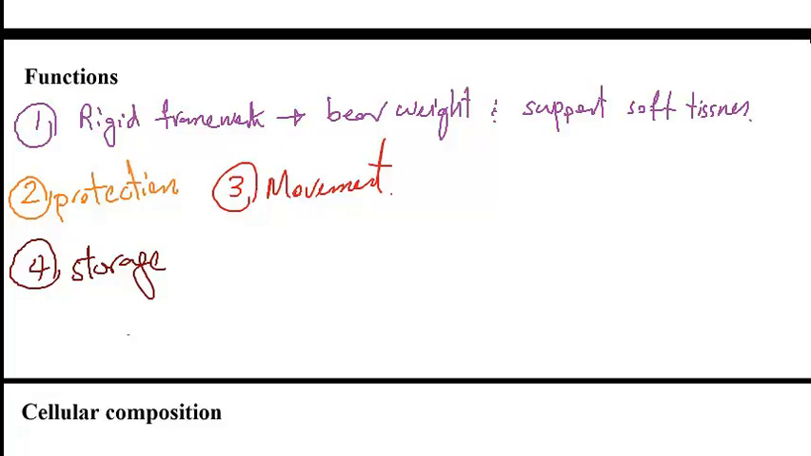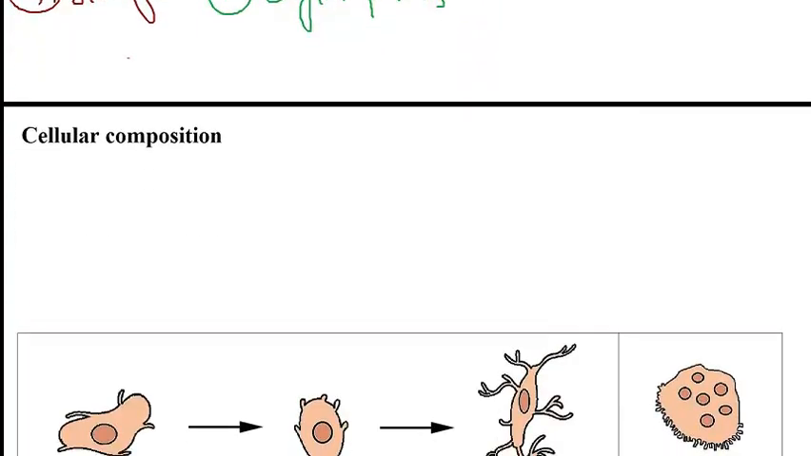And then finally, the bone cavities are filled with the red bone marrow that is responsible for production of red blood cells, the other name for which is erythropoiesis. Okay, so erythropoiesis is being performed by the red bone marrow that is being stored within the cavities of the bones. Now, the next topic is cellular composition.